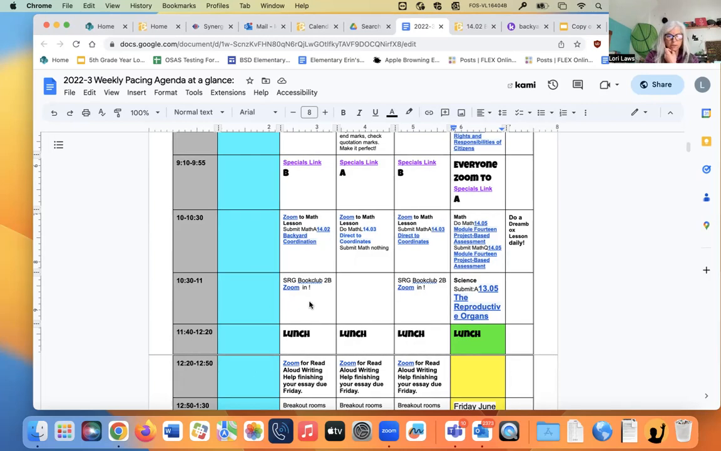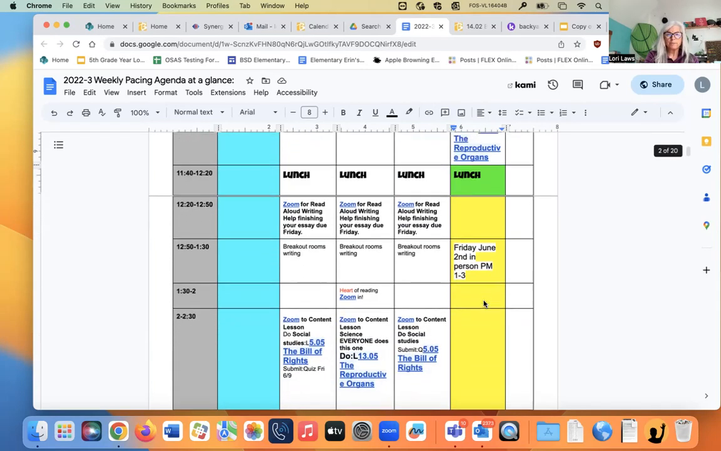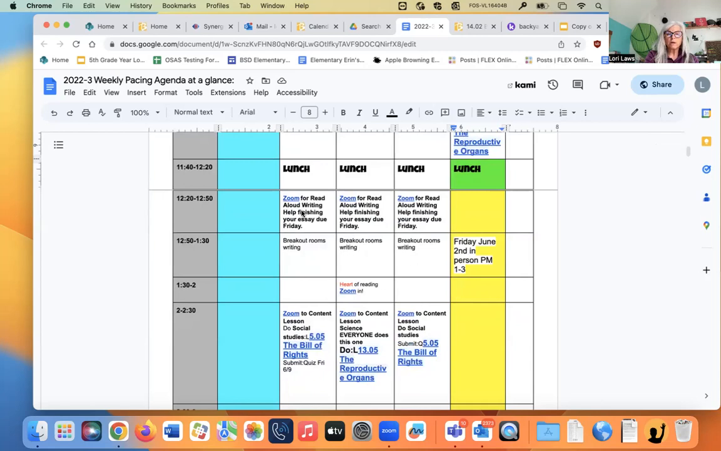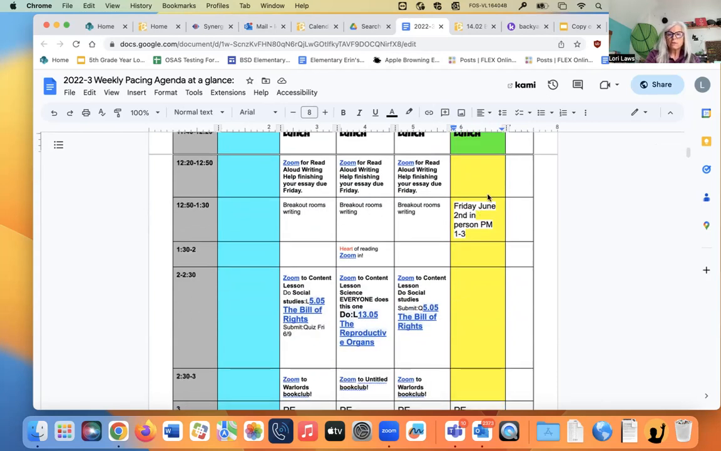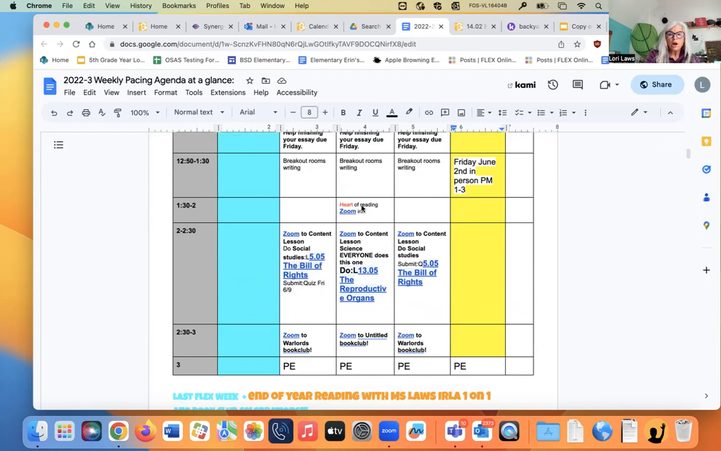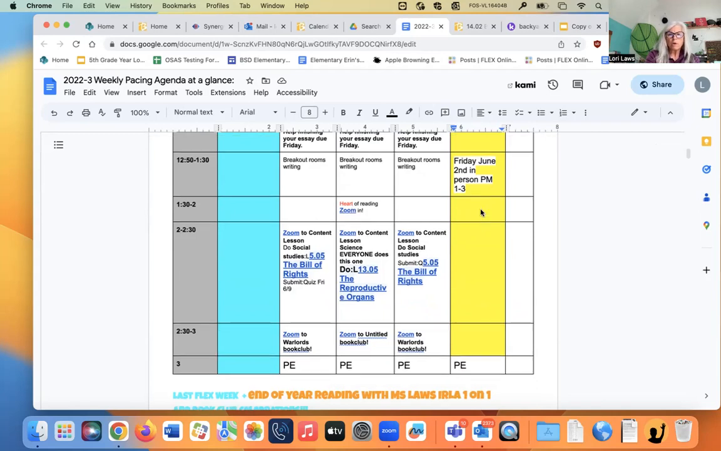Then we have the SRG book club today and on Thursday. And then on Friday, everybody's going to start a new science lesson. And then at 12:20, we have our Zoom session for read alouds and writing. You need to be finishing your essay, so I'll set up breakout rooms for you guys to finish. There's an in-person on Friday. Heart of Reading, you're going to come in tomorrow, but you won't come in on Friday because we don't have regular class in the afternoon.